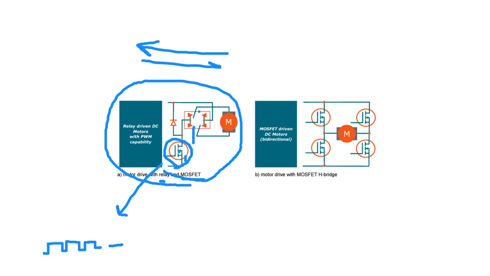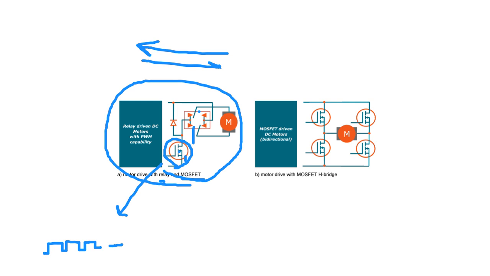For example, if your duty cycle is 50 percent, this means that your average voltage value for a DC motor, for example, 24 times 0.5, is 12 volts. 12 volts means half speed. It's half of the rated speed. Okay, this is not modern.